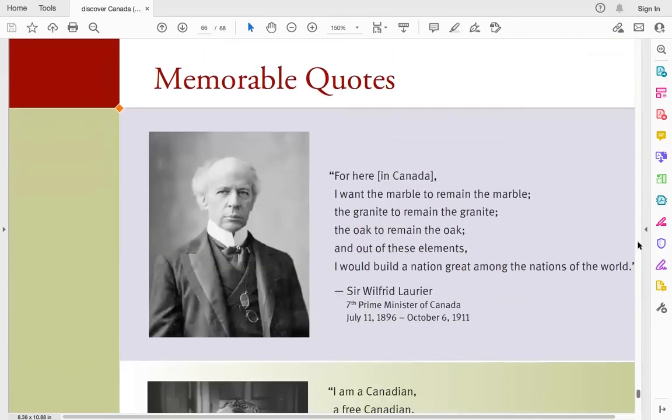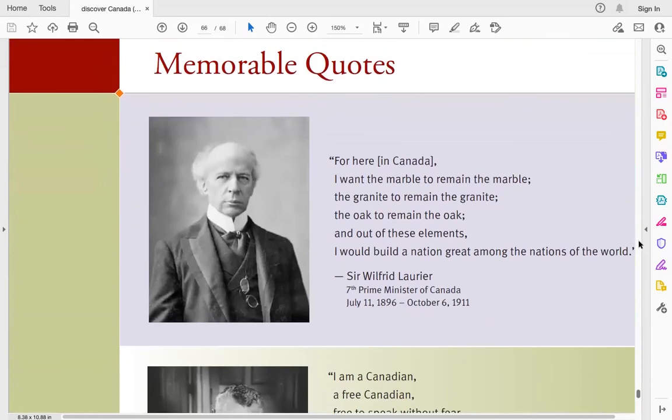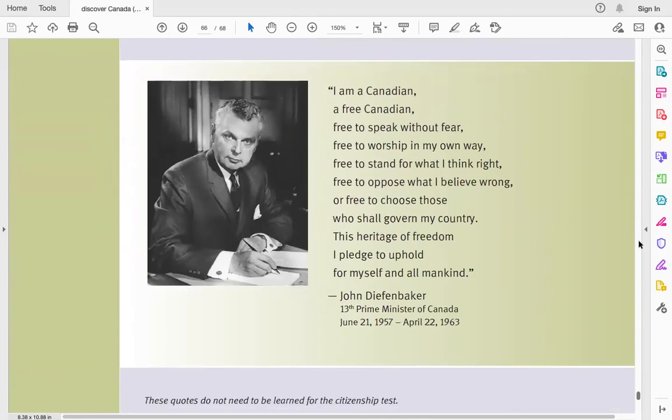Memorable quotes. For here in Canada, I want the marble to remain the marble, the granite to remain the granite, the oak to remain the oak, and out of these elements, I would build a nation great among the nations of the world. Sir Wilfrid Laurier, 7th Prime Minister of Canada, July 11, 1896 to October 6, 1911.